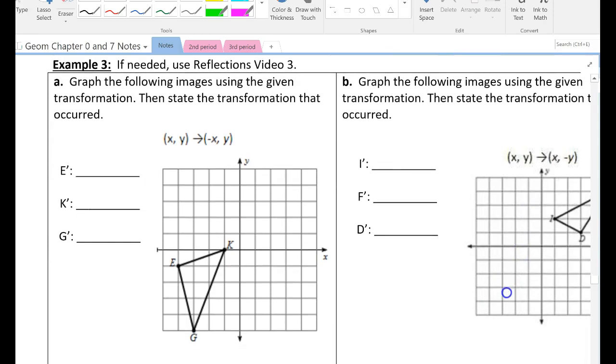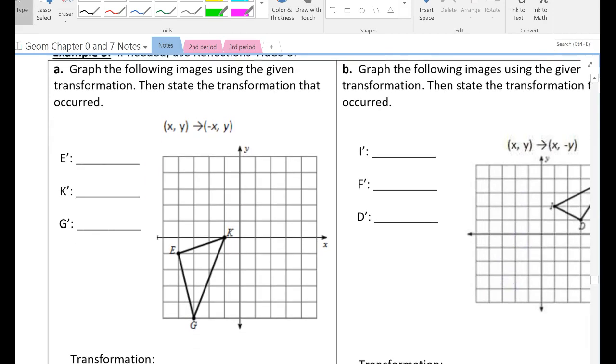So now we're going to be given these rules, similar to what we had when we did translations. So graph the following images using the given transformation, then state the transformation that occurred. Alright, so I am going to start by writing the coordinates for E, K, and G. So for E, I've got negative 4, and then down 1, so negative 1. And K is negative 1, 0. And G is negative 3, and we went down 5, negative 5.